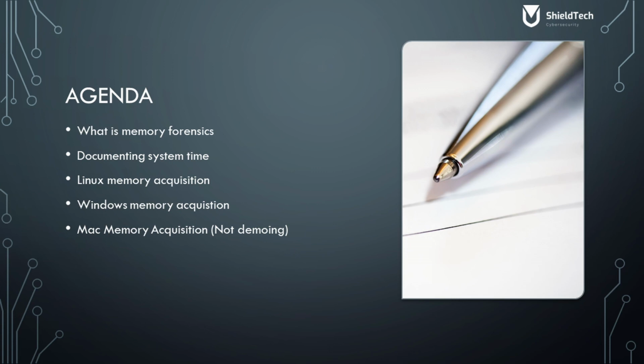In this lesson, we'll be looking at memory forensics. We'll start out by looking at what it is, and moving on to talk about the importance of documenting the system time on systems where you collect evidence. We will talk about how to do memory forensics on Windows, Linux, and Mac. We'll also provide a demo on how to do this on Windows and Linux. We will unfortunately not be demonstrating this on Macs. The reason for this is that there are no widely available open source tools for performing live memory forensics on newer Mac systems.